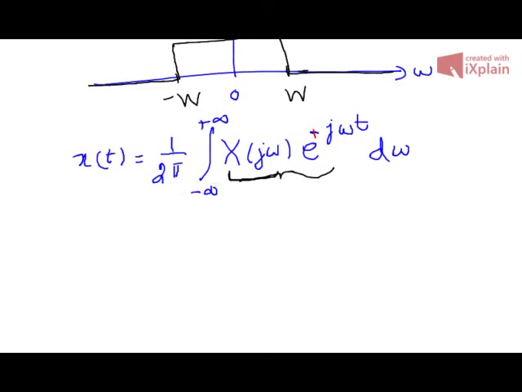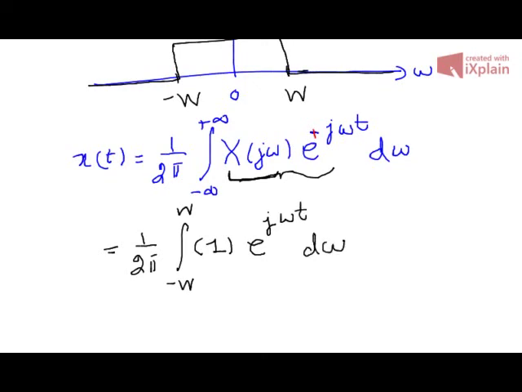So let me change these limits in the next line. I would say it's 1 over 2 pi, integral from minus W to plus W. The signal is unity here, and e raised to the power j omega t, d omega. Keep this in mind: the variable is omega, not t.